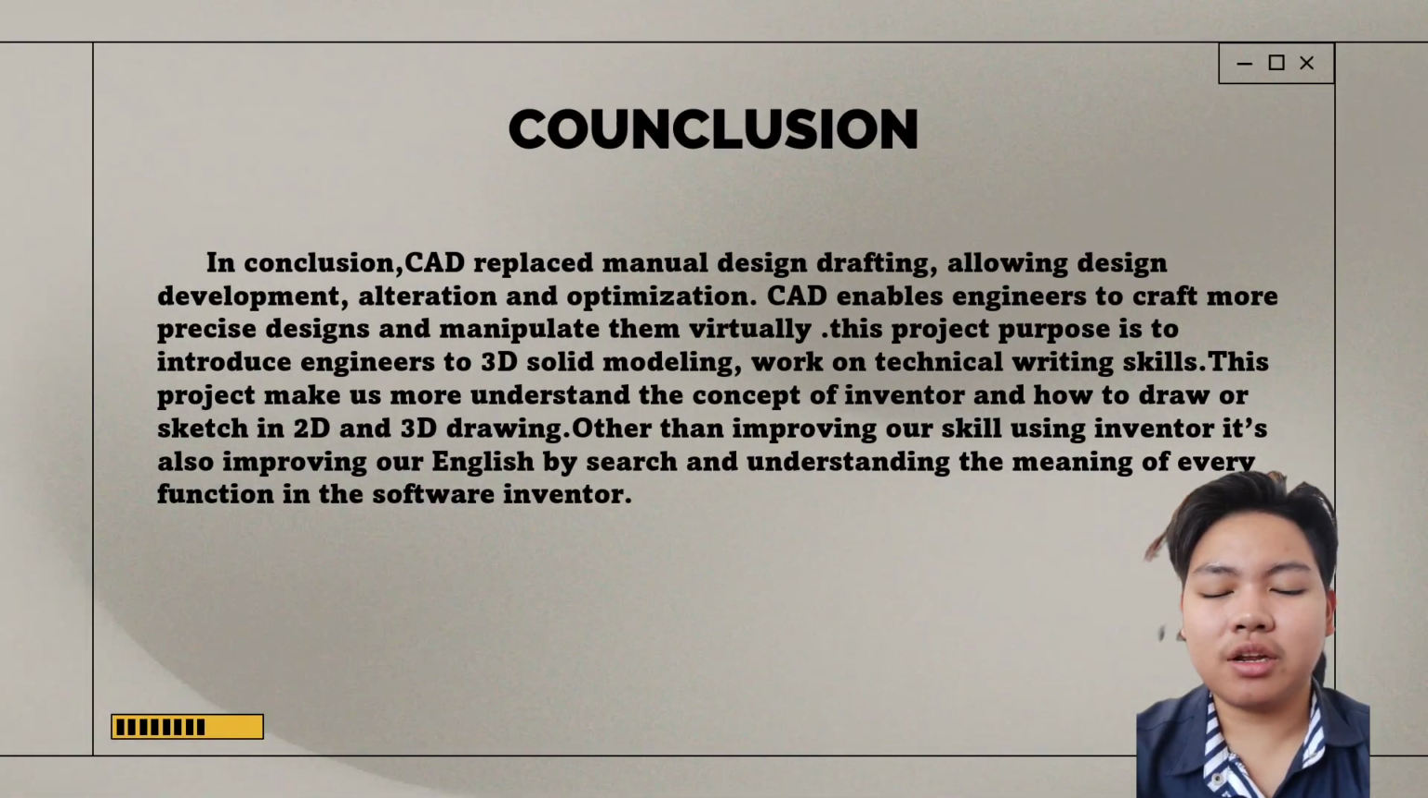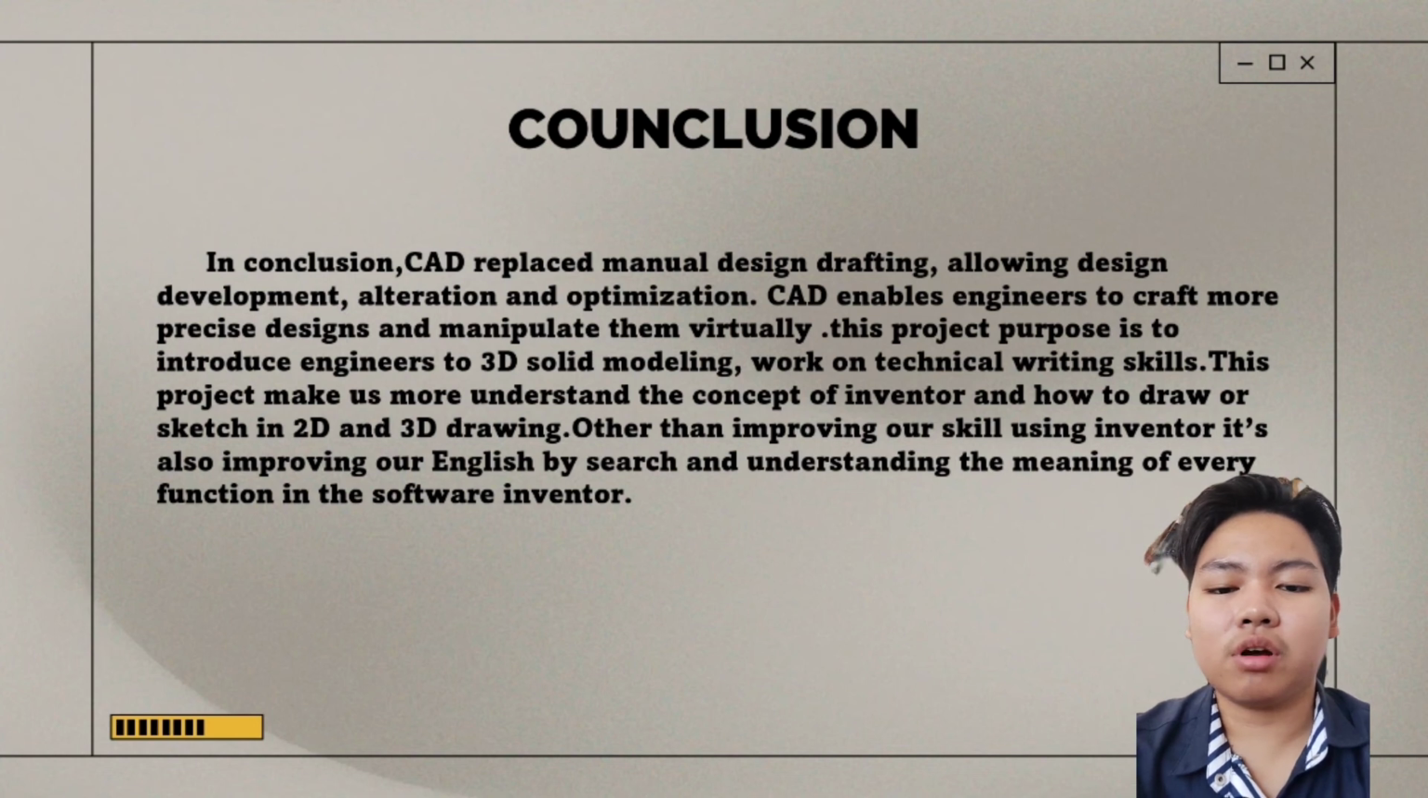In conclusion, CAD replaced manual design drafting, allowing design development, alteration, and optimization. CAD enabled engineers to craft more precise designs and manipulate them visually. This project's purpose is to introduce engineers to 3D solid modeling and technical writing skills. This project makes us understand more the concept of Inventor and how to draw sketches in 2D and 3D drawing. Other than that, it improves our skill using Inventor. It also improved our English by searching and understanding the meaning of every function in the software Inventor.